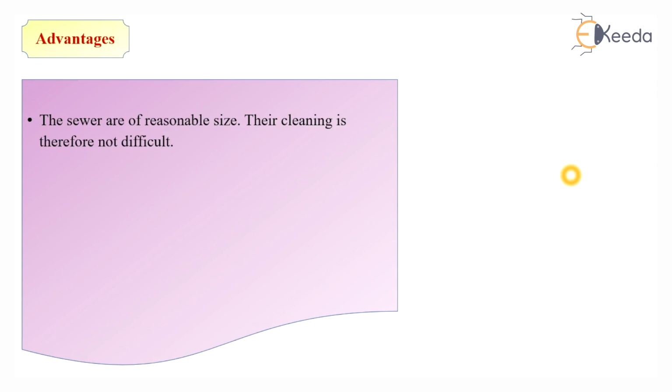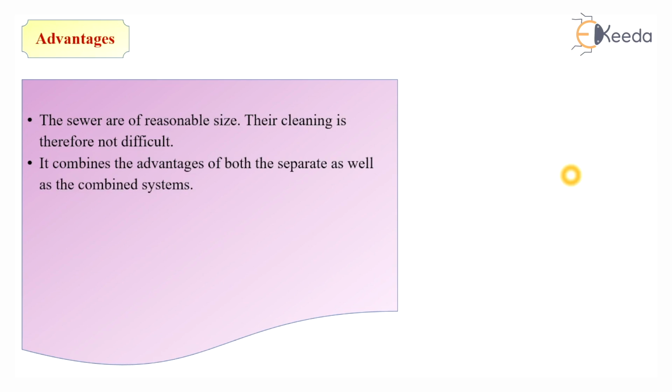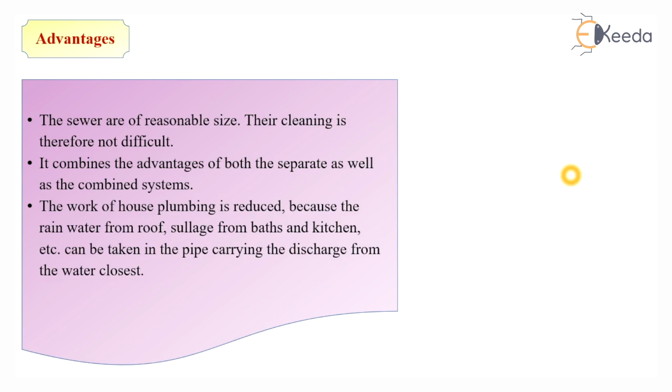Advantages of partially separate systems are: the sewers are of reasonable size, their cleaning is therefore not difficult. It combines the advantages of both the separate as well as the combined system. The work of house plumbing is reduced because the rainwater from roof, sewage from bathrooms and kitchens, etc., can be taken in the pipe carrying the discharge from the water closet.